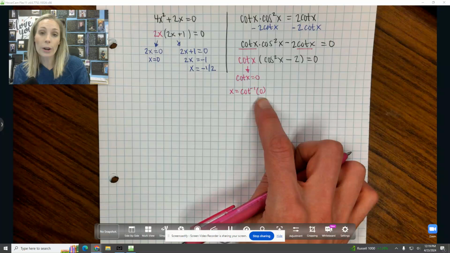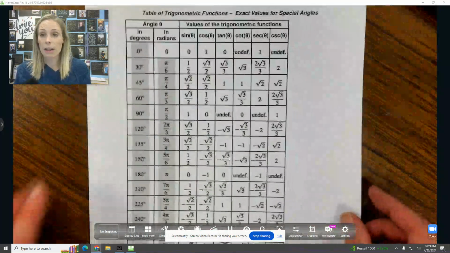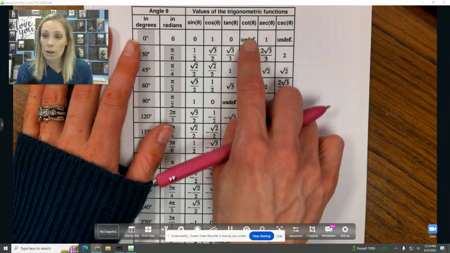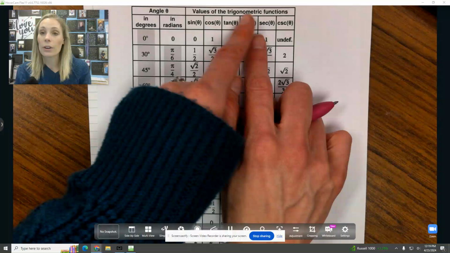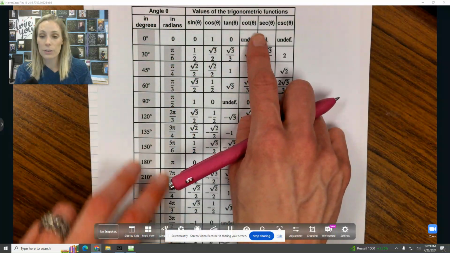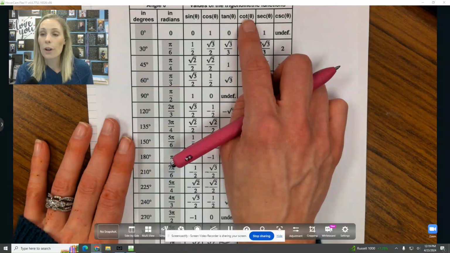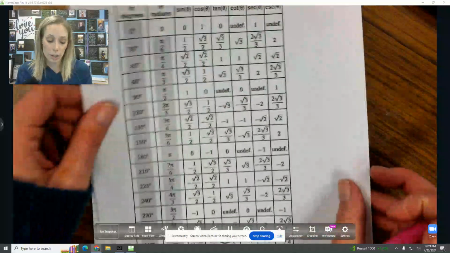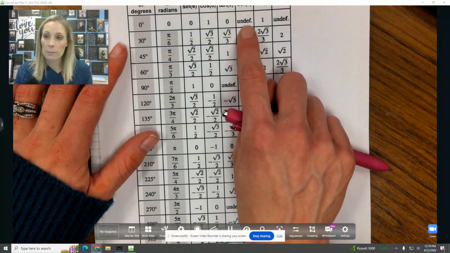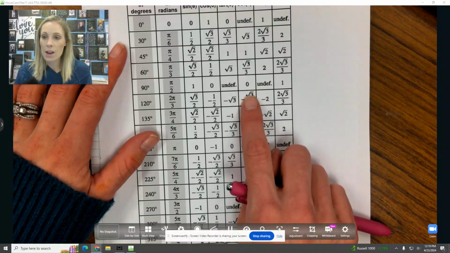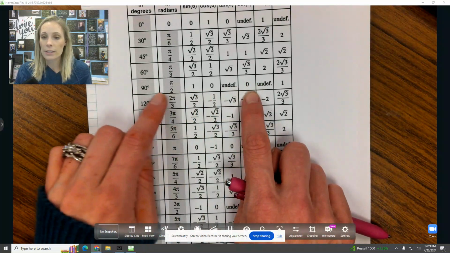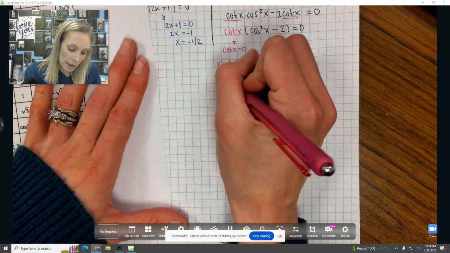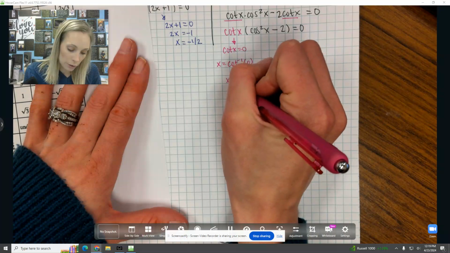Now, to find what our x values are, we're going to take our handy dandy chart right here. We're going to go to the cotangent column, and we want to figure out what the inputs would be. And these are our inputs over here. So we're going to follow all the way through that cotangent column, and find when cotangent equals 0. I'm just mapping all the way down until I find a 0, and there it is at pi over 2. So I'm going to move my paper over, and I'm going to say x equals pi over 2.